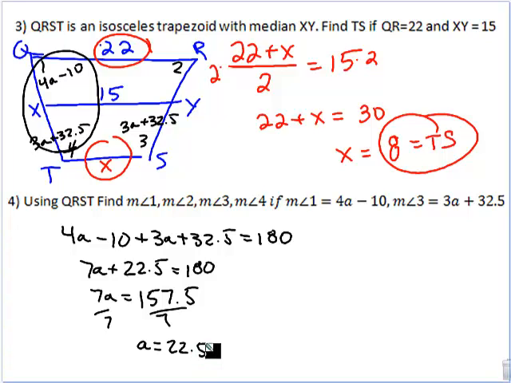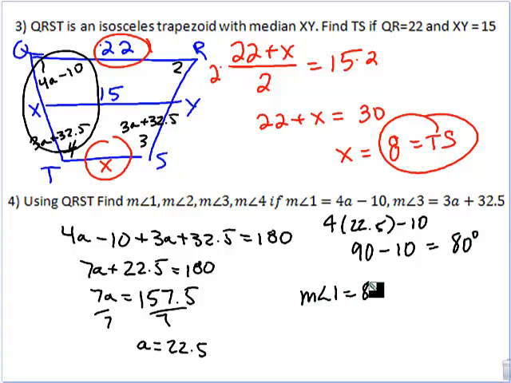Okay, I want to find the measure of angle 1, angle 2, 3, and 4. So what do I do with this 22.5 now? Plug it in. So we can plug it into this 4a minus 10. So 4 times 22.5 minus 10. 4 times 22.5 is 90, and 90 minus 10 is 80. So angle 1 is equal to 80 degrees. What other angle then is 80 degrees? So angle 2 is also 80.